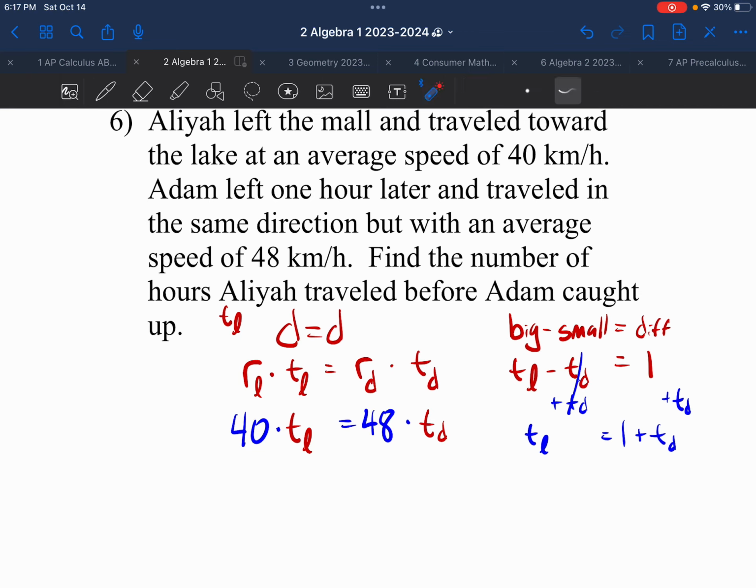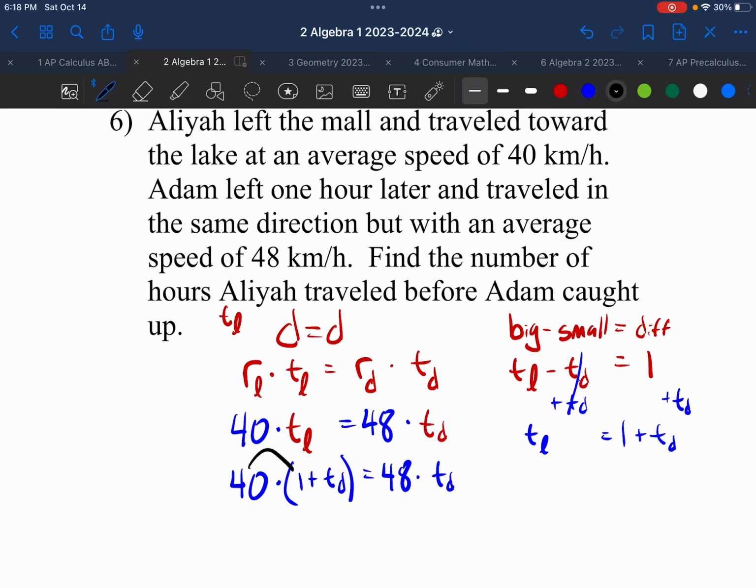And here's the statement again. If TL is equal to 1 plus TD, then this TL is also 1 plus TD. So this 1 plus TD is being plugged in for this TL. And we're going to rewrite this equation. It's going to be 40 times, not TL, but 1 plus TD. And this is going to be equal to 48 times still TD. I'm saying TD, but it's really Adam's time, right? And then I just solve.